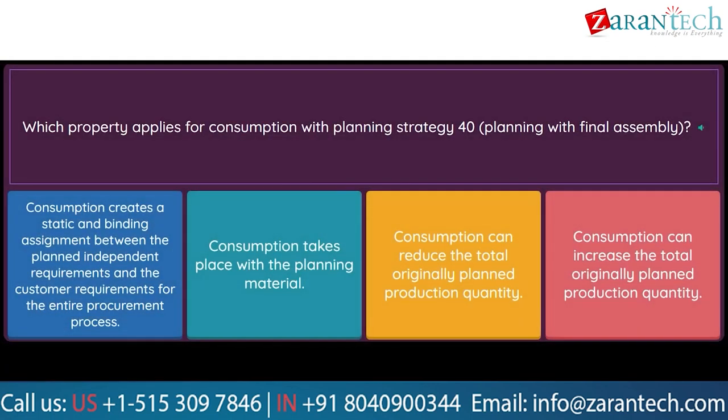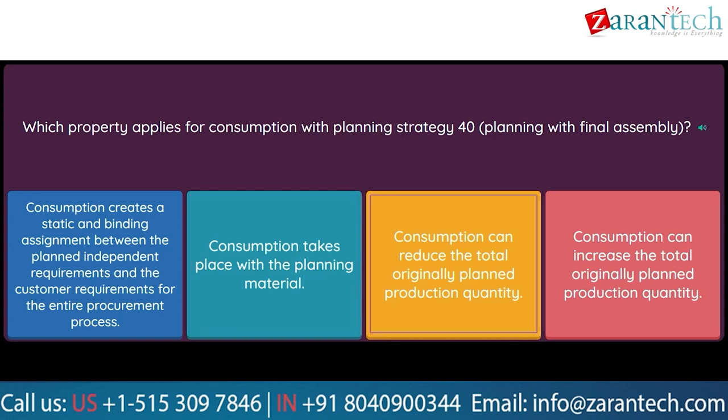Question: which property applies for consumption with planning strategy 40, planning with final assembly? Option 1: consumption creates a static and binding assignment between the planned independent requirements and the customer requirements for the entire procurement process. Option 2: consumption takes place with the planning material. Option 3: consumption can reduce the total originally planned production quantity. Option 4: consumption can increase the total originally planned production quantity.